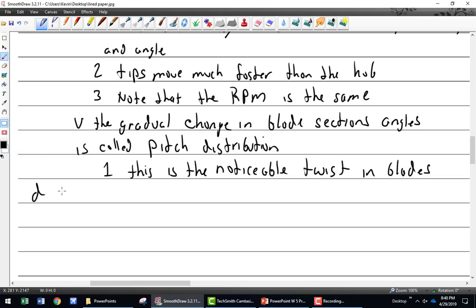All right, so we learned about the blade element theory and the pitch distribution. We know that the chord, thickness, and angles are all going to be different in each section going all the way down the propeller blade. We'll stop here. We'll talk a little about thrust.